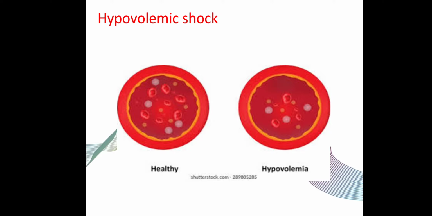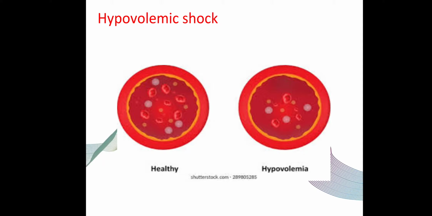Okay, then the first one is hypovolemic shock. The name itself suggests that whenever there is loss of volume, and due to loss of volume, if tissue is not receiving enough perfusion, then that particular kind of shock is known as hypovolemic shock. Yes, here you can see in this figure the healthy cross section of blood vessels where you can see enough volume. Here hypovolemia is there, not enough volume, right? So that is hypovolemic shock.